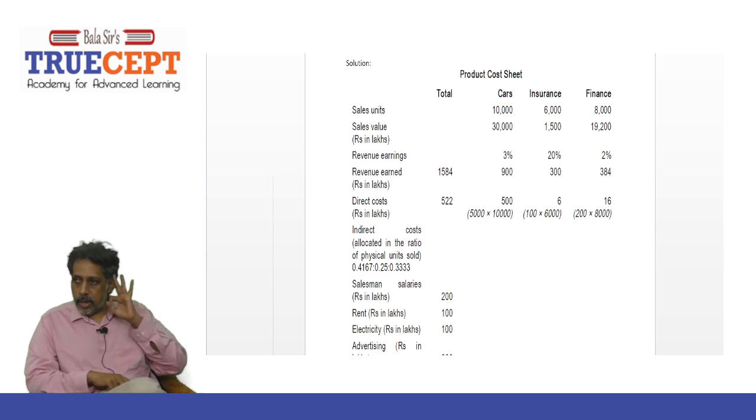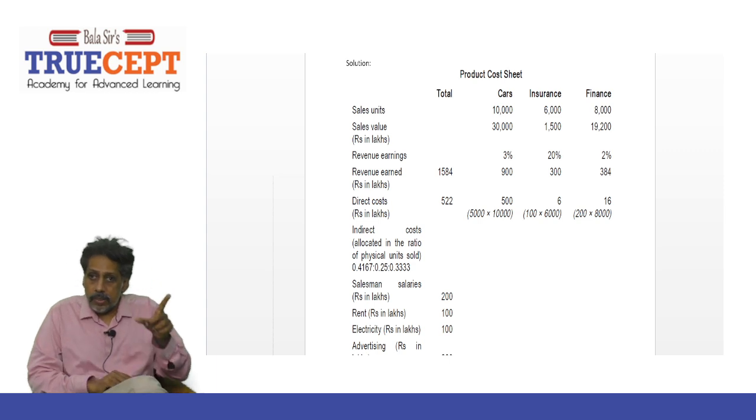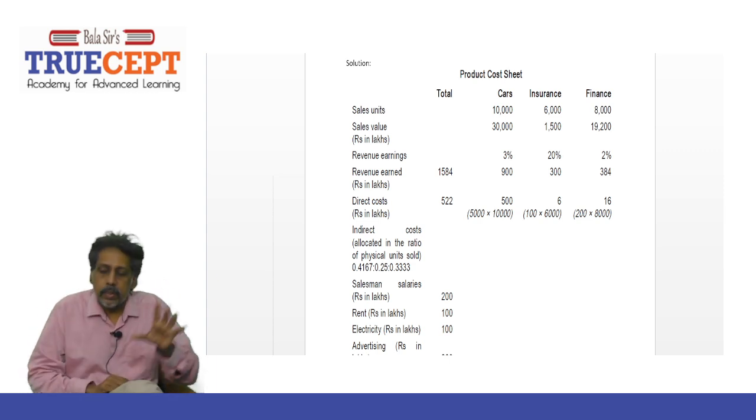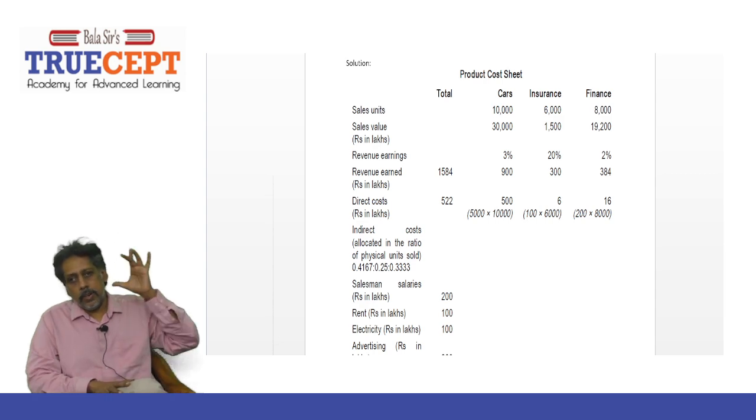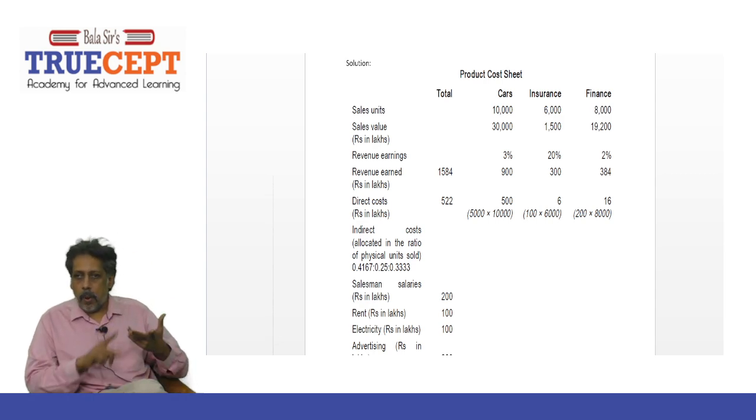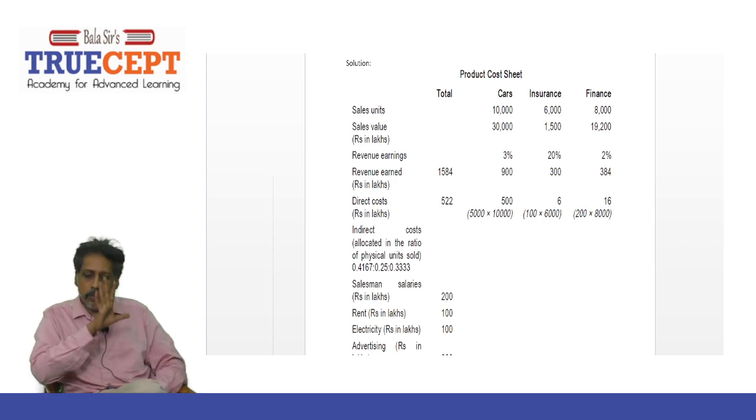You will earn only 3% on 30,000 lakh, and then 20% on 1,500, and 2% on 19,200. That's why I was wondering, 22 is huge, right? So processing fee is 2% on loans.